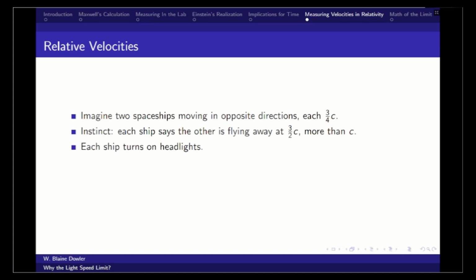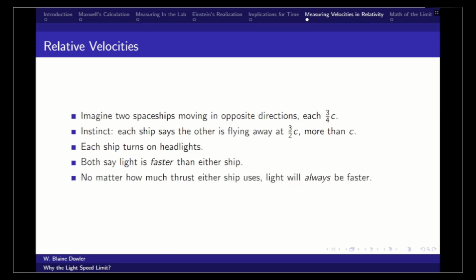Now, each ship turns on headlights. They will both say light is faster than the other ship. But light moves at the speed of light. Light moves at c. Therefore, they must say the other ship is moving at less than the speed of light. No matter how much thrust either ship uses, the light from its headlights will always be faster and will always be moving at c.